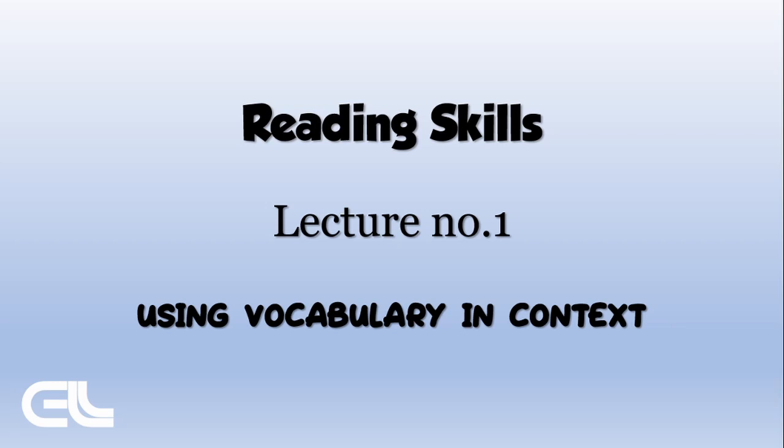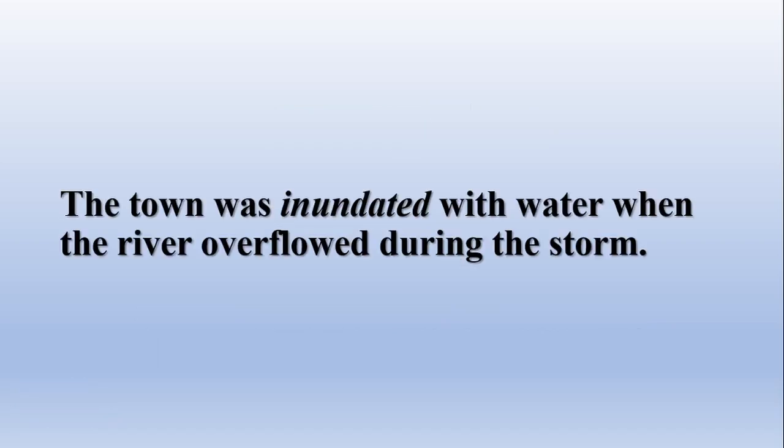Let's see a sentence as an example. The town was inundated with water when the river overflowed during the storm. So, according to the general sense of the sentence, you might have come up with this definition: flooded. Inundated means flooded. So, the general sense of the sentence, the overall structure of the sentence tells you the meaning of inundated. The town was inundated with water when the river overflowed during the storm.